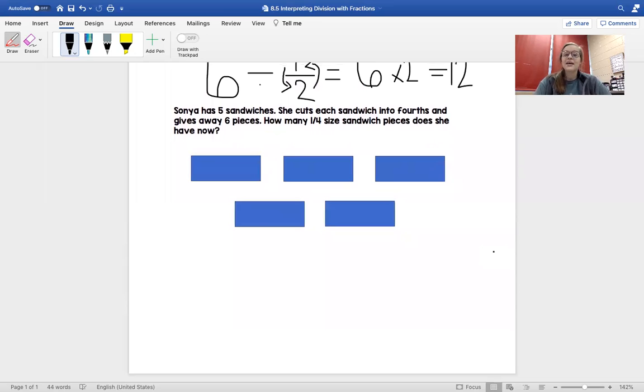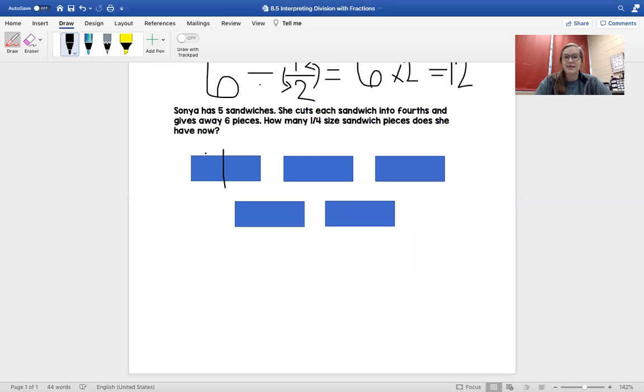We're going to do one more together, and then you'll have a short assignment like always right below the video. Sonia has 5 sandwiches. So I drew my 1, 2, 3, 4, 5 sandwiches. Okay, she cuts each sandwich into fourths. So that means each sandwich is going to be into 4 pieces. So I'm going to go ahead and do that.